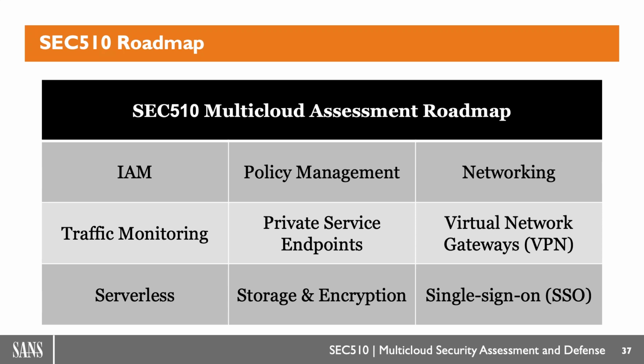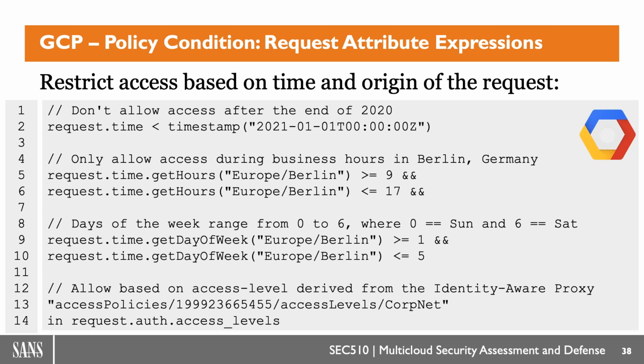So just to give you some examples of things that we'll go through, the first one has to do with IAM. Instead of saying, look, you can authenticate users, and here's a basic policy, every section across AWS and Azure and GCP will get into very customized policy documents, such as this GCP policy condition that's using request attribute expressions to restrict when an employee can access the cloud. So you can see in this policy, we're saying maybe we don't want them accessing a system after the end of 2020, or maybe you can only access some resource during business hours, and so on and so forth. That's an example of some of the IAM customization that we'll get into.